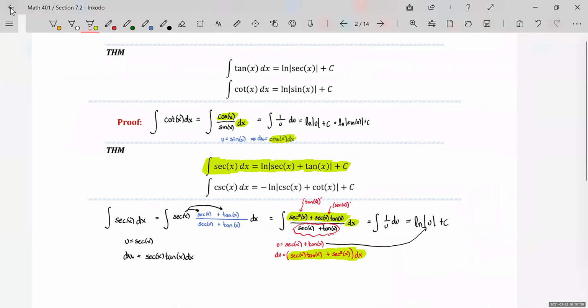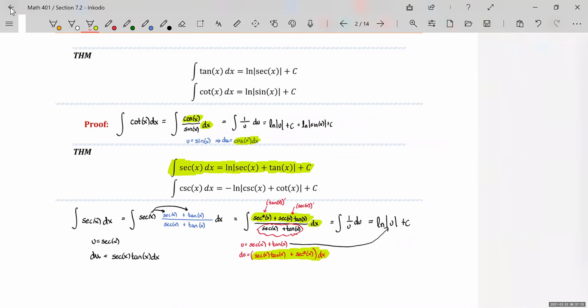So questions on either of those theorems. I didn't prove the cosecant part because once you see the secant one, you know how to do the cosecant one. You multiply top and bottom by cosecant plus cotangent. So questions on that while I take a swig.